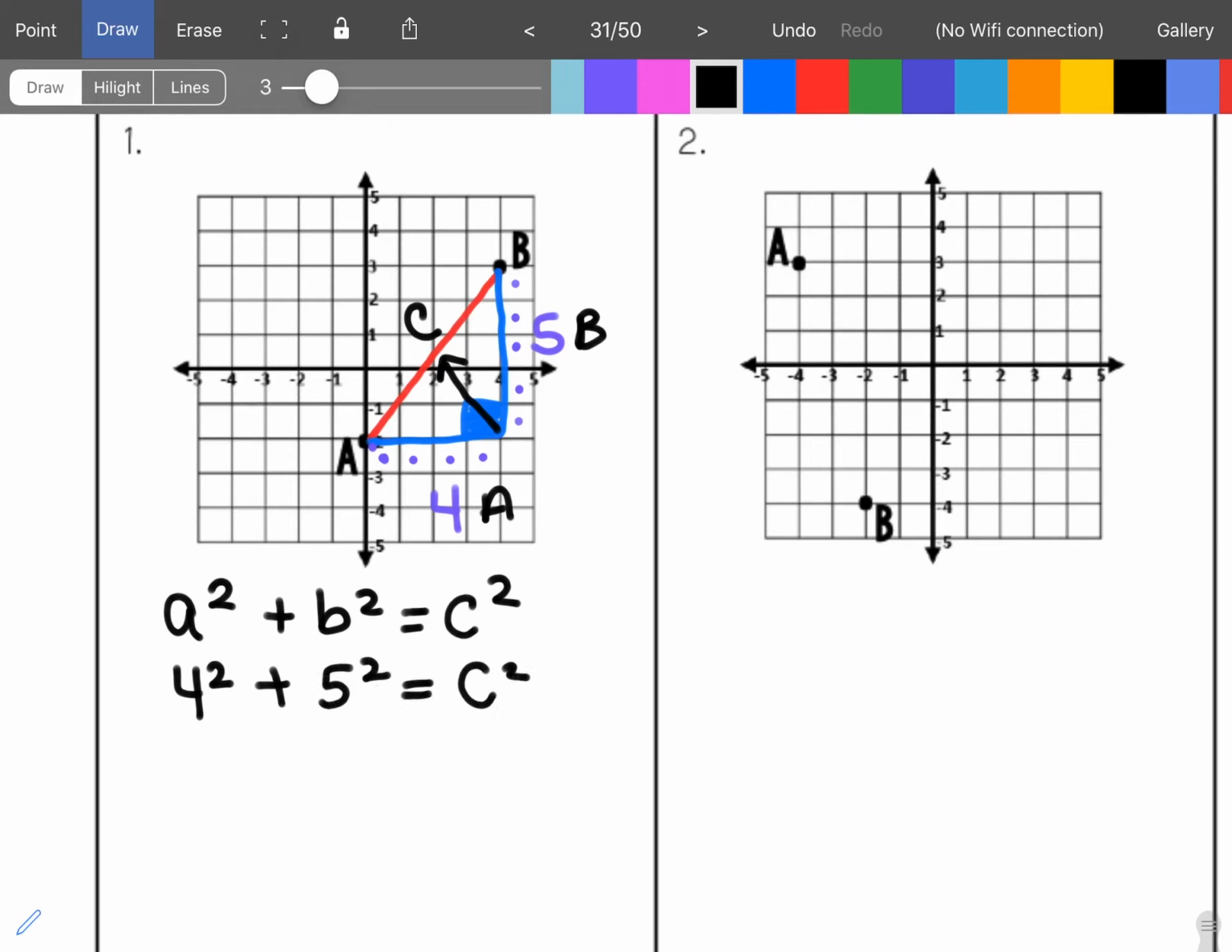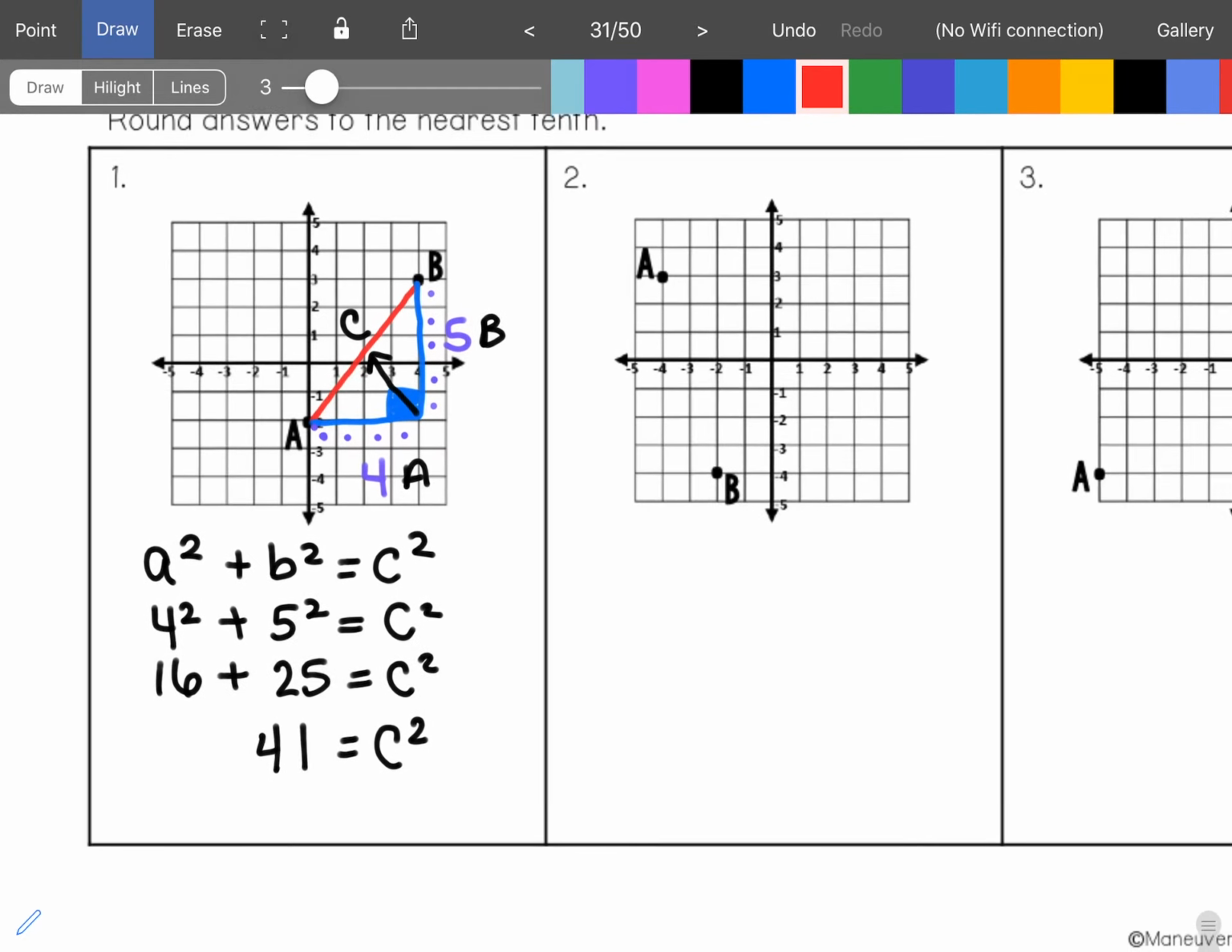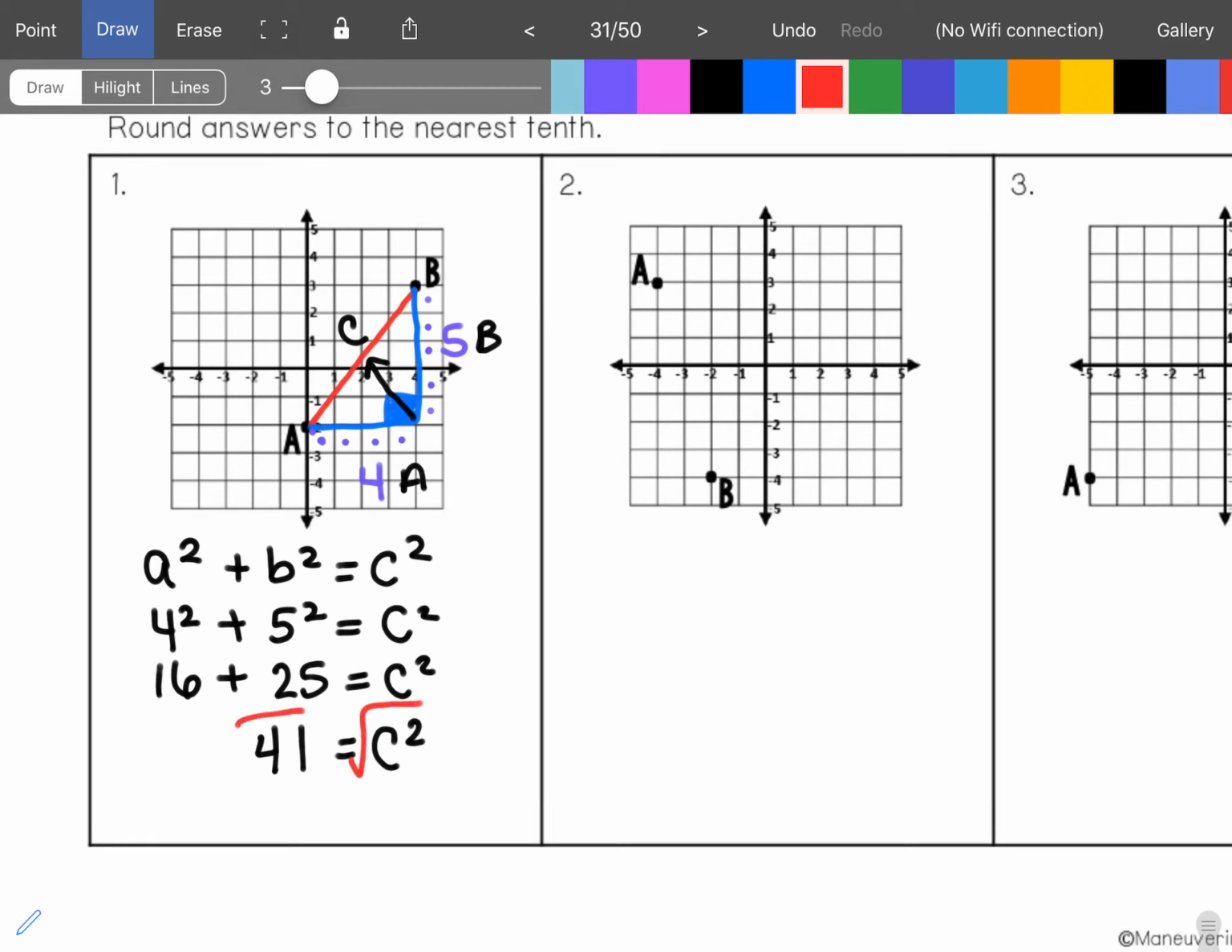4 squared, 4 times 4, 16. 5 squared is 25. Bring down the equals c squared. Then we're going to add those together. So 16 plus 25 is 41. And then remember, once you get that far, you've got to get rid of that squared, so we're going to do the square root. So we have to do the square root of 41. And it says to round to the nearest tenth in the directions. So that's going to be 6.4.